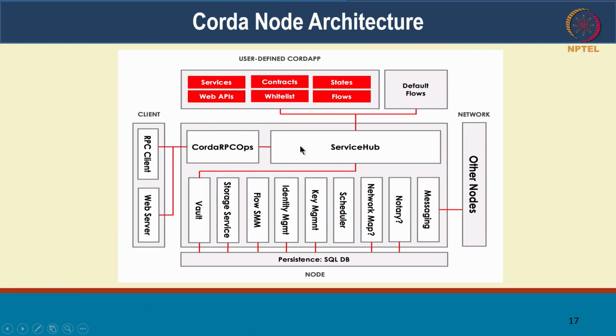And of course, all the communication with the Corda node happens through an RPC client, and you can also have a web server along with it. The user-defined Corda application includes all of this. It includes services, the contract, the state information, and the transaction flows referring to these states. All of that is captured as part of the Corda application. And the Corda application can also refer to and utilize existing flows that are already defined as libraries by Corda. So that's roughly the high-level overview architecture picture of Corda.